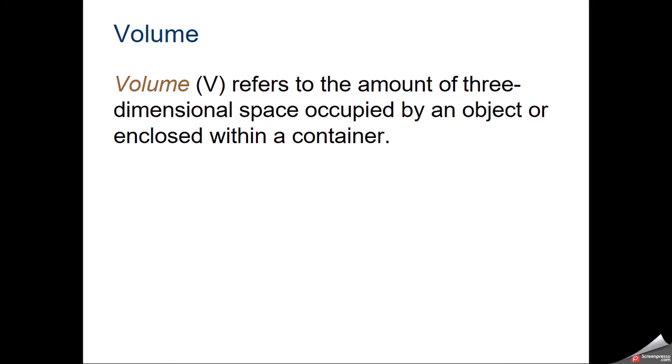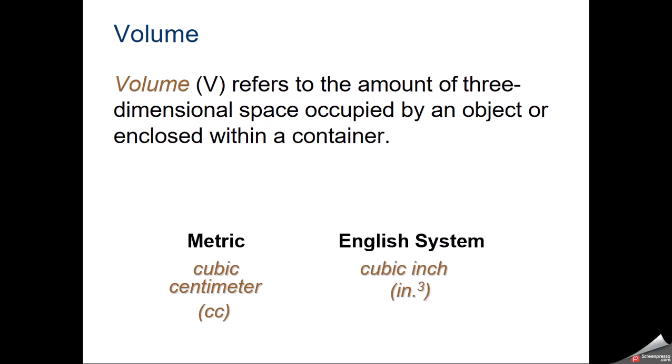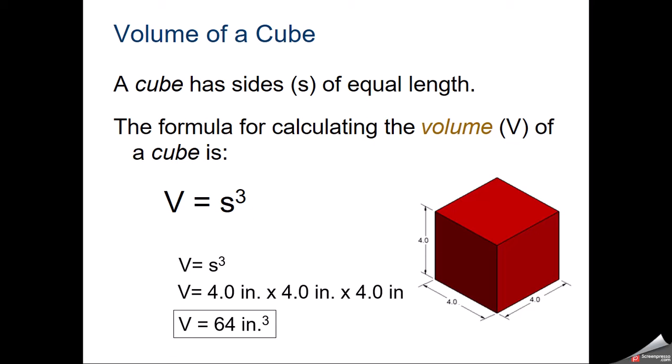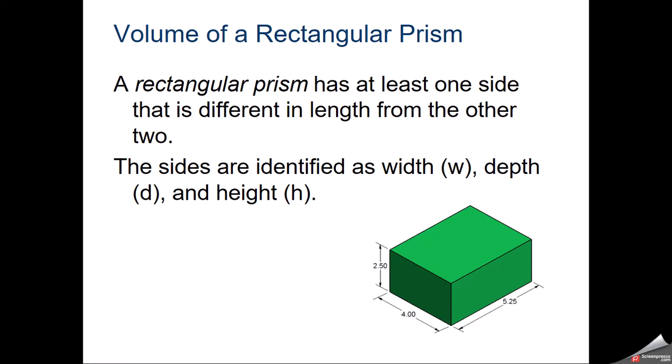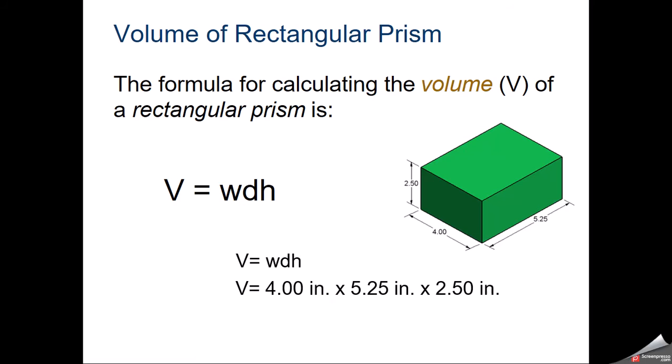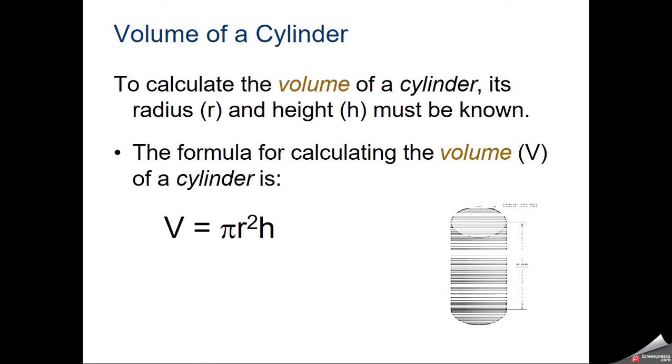Volume, the amount of space that that object or that container takes up. We have the cubic centimeter, or the cc, and then we use the cubic inch. Cube has sides of equal length, so the volume of the cube is just s to the third. 4 times 4 times 4 gives us 64. Rectangular prism, you have your width, height, and depth. Width times height times depth is your volume. Plug them in, plug and chug, you got your volume of that.